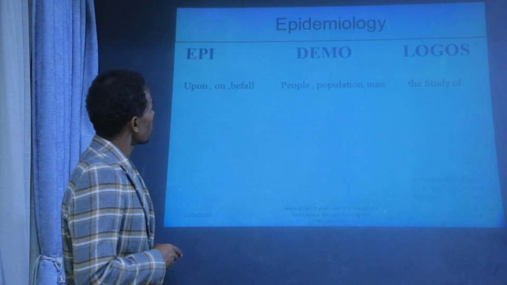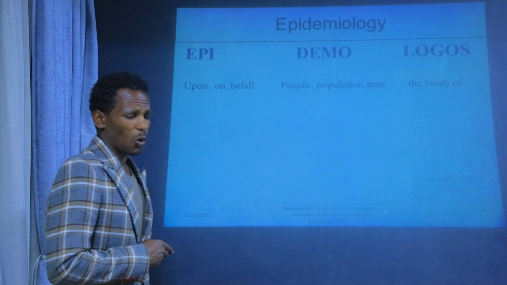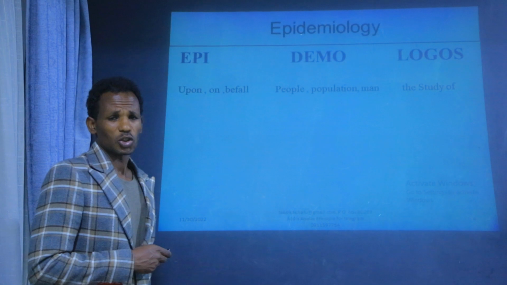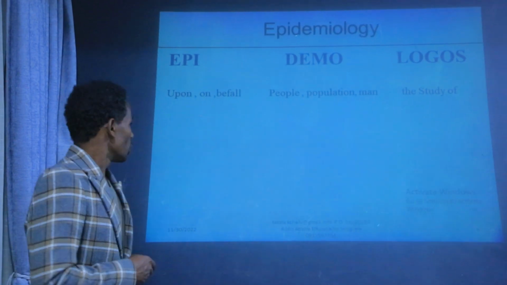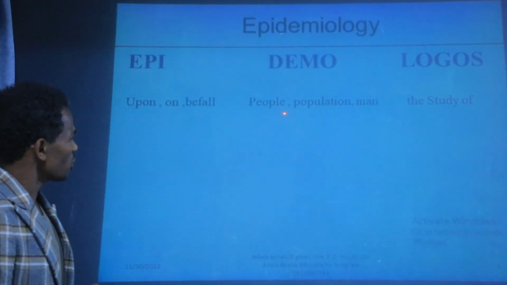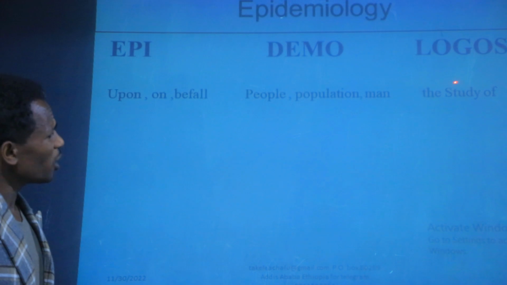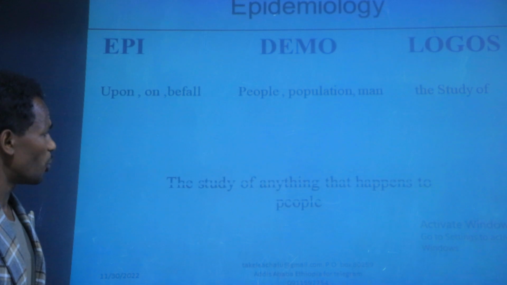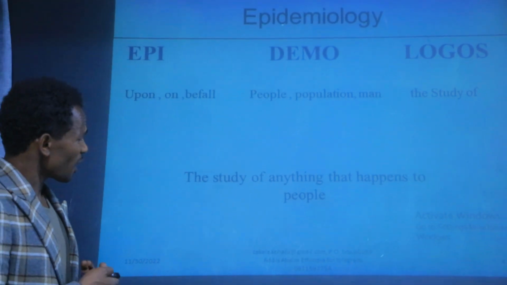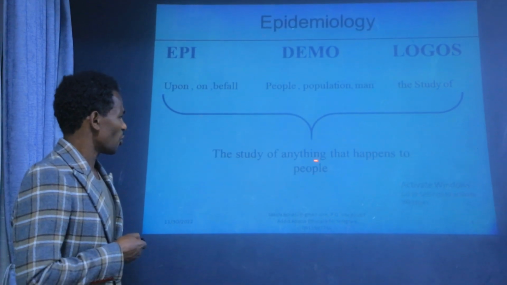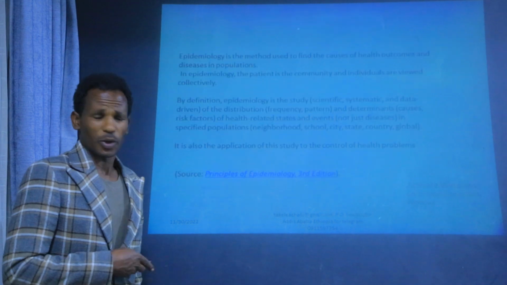That is all about the original word of epidemiology: epi plus demos plus logos equals epidemiology. Epi means upon, demos means people, district, or population, and logos means the study or doctrine. So as a noun, the simple definition of epidemiology is the study of anything that happens to the people.